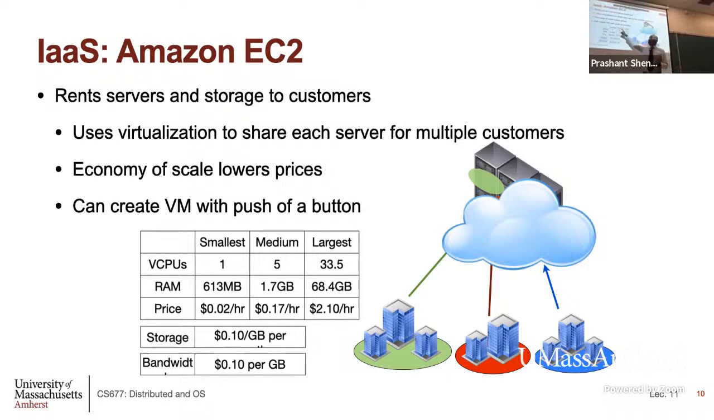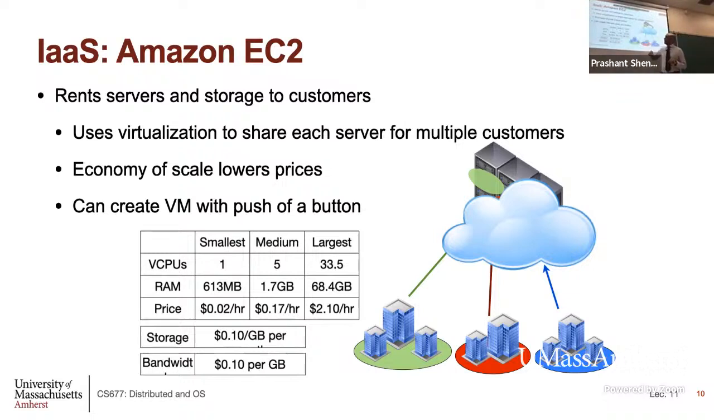There are three types of VM offerings: a small VM, medium size, and large. A small VM has only one core. The medium one has 5. This one has 33 and a half. Why it has a half, I'm not going to get into, because those are not real servers. They are called elastic compute units, which map to real cores. So you can have fractions there, but it's almost like a core.